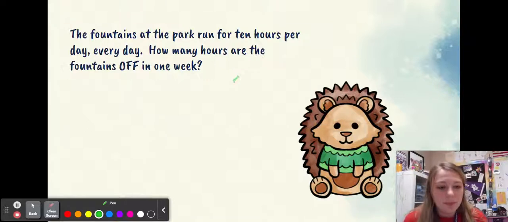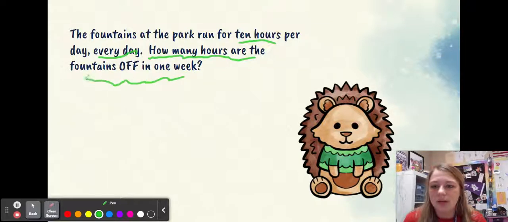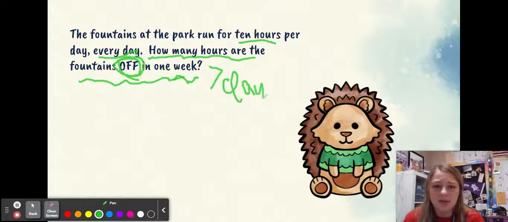So the information this problem gives me, we know that the fountains at the park run for 10 hours every day. Okay. It's asking us how many hours are the fountains off in 1 week. Keyword is off. It's in all caps. That means they do not want to know how many hours they are on all week. They want to know how many hours they are off all week. And we know that in 1 week, now this time it's not asking about a school week, it's asking about a week. 1 week is 7 days.